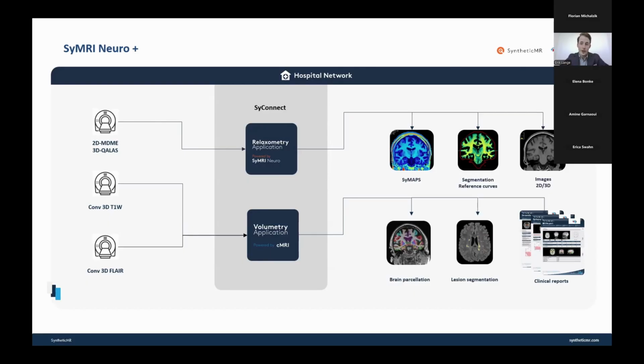And this can be a great option for hospitals that still don't allow cloud deployments, and something we see a big need for in certain countries in Europe and Asia, for example.